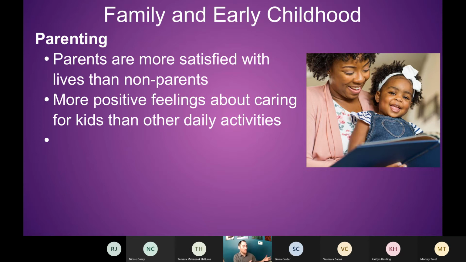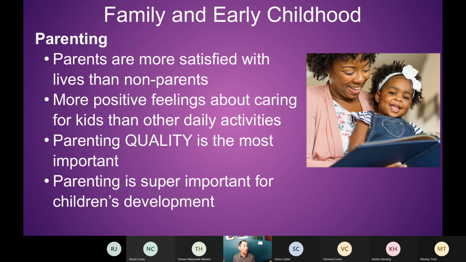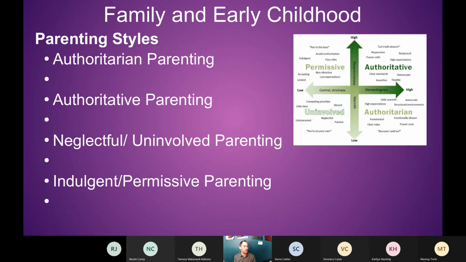So as an example of these more positive feelings about caring for the kids, I have a lot more positive feelings about getting my child off to school and getting those tasks done than the other daily tasks that I have to do, like the dishes, for example. Parenting quality tends to be the most important, more than time itself, and it's really important in early childhood. Parents tend to be the primary developmental influence. Then peers become more and more important. Teachers become important as well.